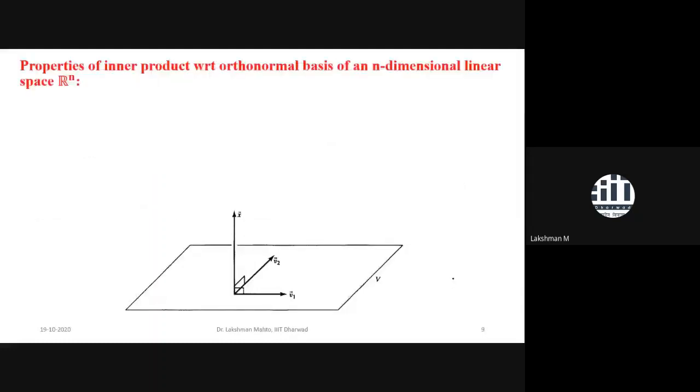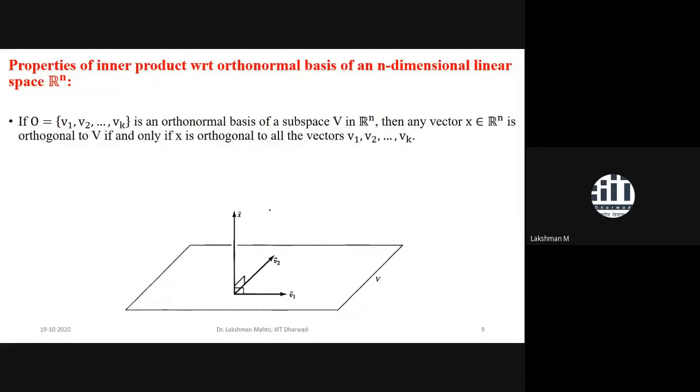So one example, after this I will wind up today's class. In the next class I will discuss in detail. A few more properties we can see here. Suppose this O is an orthonormal basis of a k-dimensional subspace V in Rn. Then if you take any vector x from Rn, we say that x is orthogonal to the subspace V if and only if x is orthogonal to the basis elements.